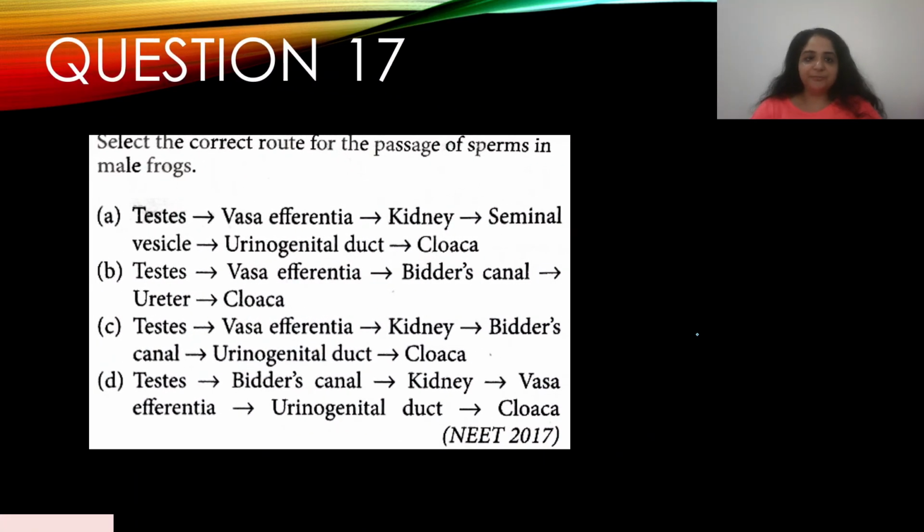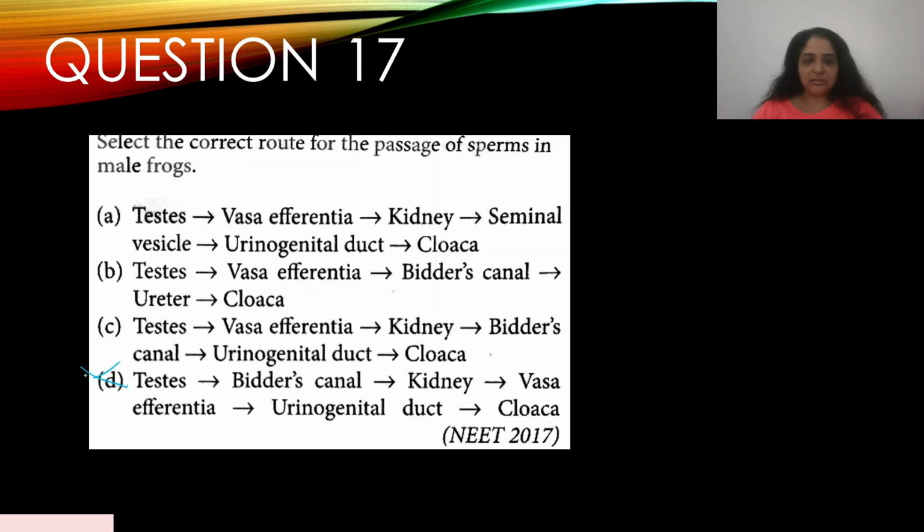Question number 17. Select the correct route for the passage of sperms in male frogs. A. Testes, vasa efferentia, kidney, seminal vesicle, urinogenital duct, cloaca. B. Testes, vasa efferentia, Bidder's canal, ureter, cloaca. C. Testes, vasa efferentia, kidney, Bidder's canal, urinogenital duct, cloaca. D. Testes, Bidder's canal, kidney, vasa efferentia, urinogenital duct, cloaca.